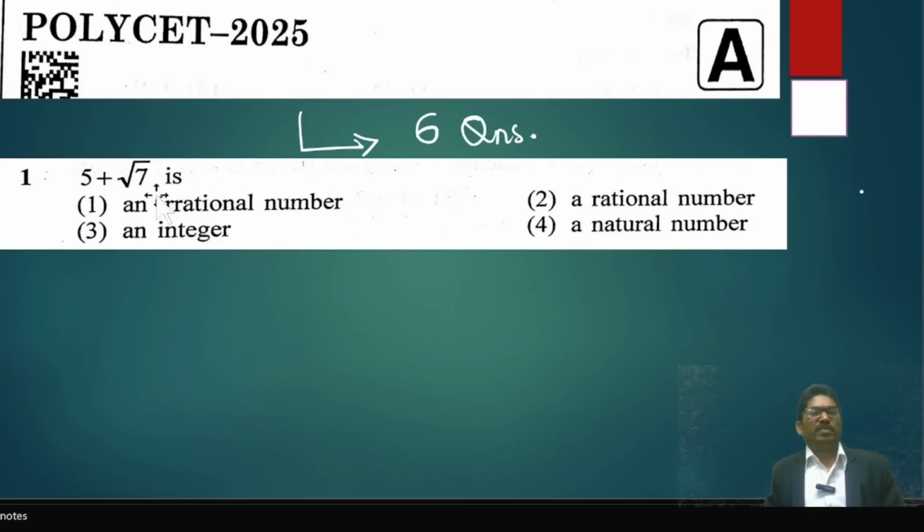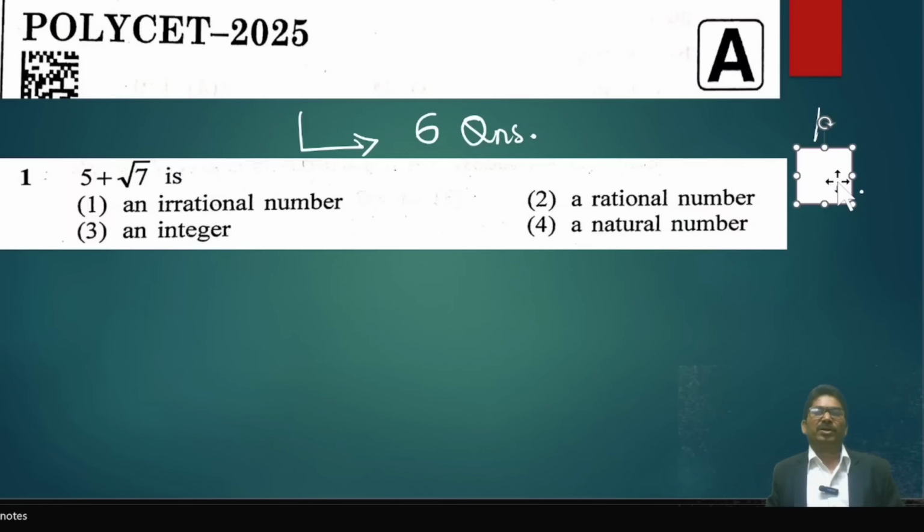First question: 5 plus root 7 is option 1, an irrational number; option 2, a rational number; option 3, an integer; option 4, a natural number. By observing the question we can identify the best answer. In 5 plus root 7, root 7 is an irrational number, that's why this number is also an irrational number. Option 1 is correct.